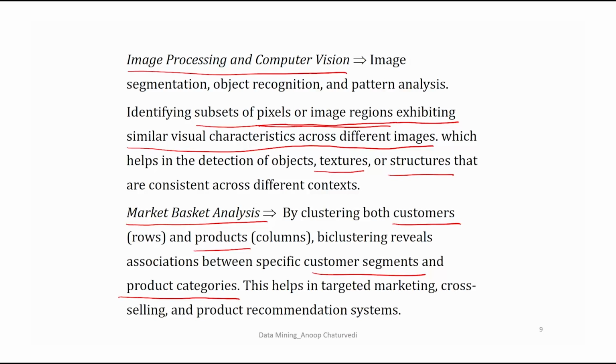You have a particular group of products in which the customers of a particular segment are more interested. So you are interested in both, say, that group of products also and the group of customers which are interested in that particular group of products. And this kind of analysis helps in targeted marketing or cross-selling and product recommendation systems. You can recommend that particular group of products to the customers belonging to the segment who are more interested in that group of products. So it helps you in targeted marketing.